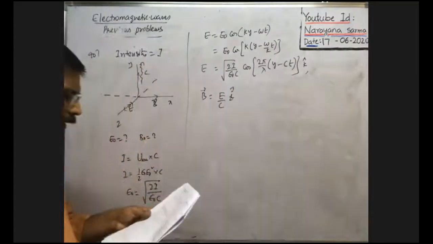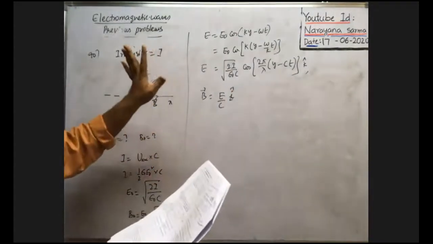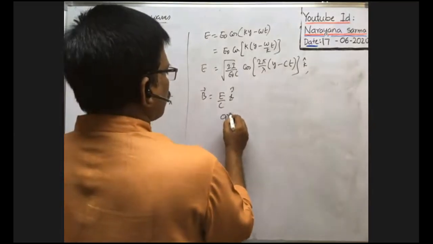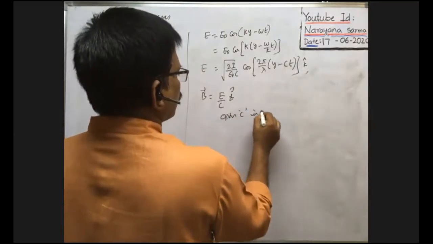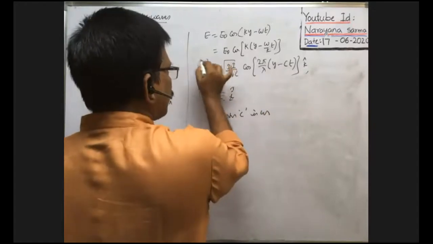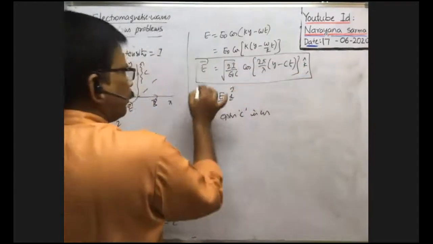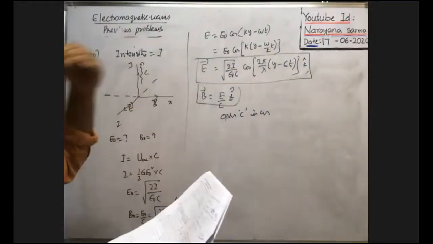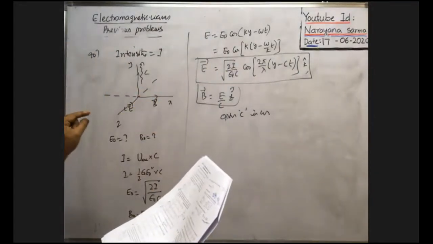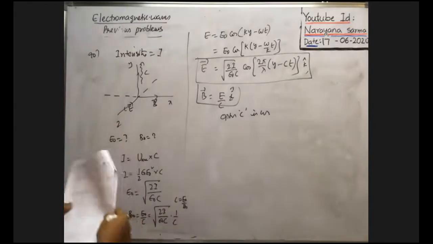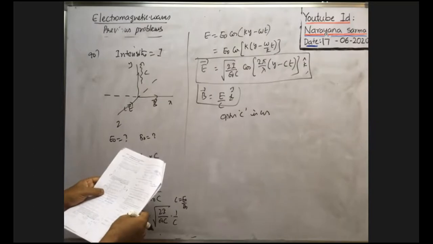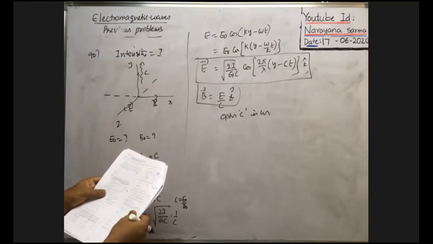You see, in option C, it is given like this only. So that's why option C is correct. If E bar is like this, then definitely B bar must be like this. Then only the option is correct. If not, then you check the other. So E bar is given along the z-axis, and B bar is given along negative, that is not E.